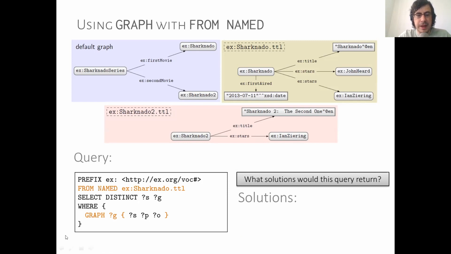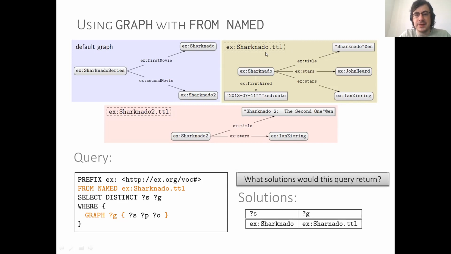So, okay, if we had FROM NAMED Sharknado, then in our query dataset, we would have this named graph in it. So when we run GRAPH ?g, what this will give us will be the solution with S, the subject of this named graph, and the graph itself, sharknado.ttl. Okay, so this only accesses whatever active named graphs we have in the query. It will not access the default graph. So in this case, GRAPH accesses the one and only named graph, which is sharknado.ttl.